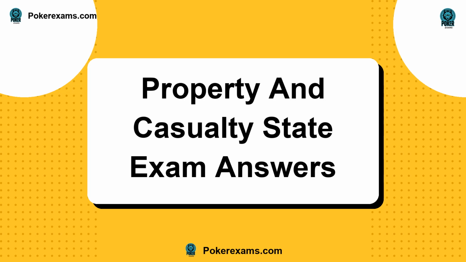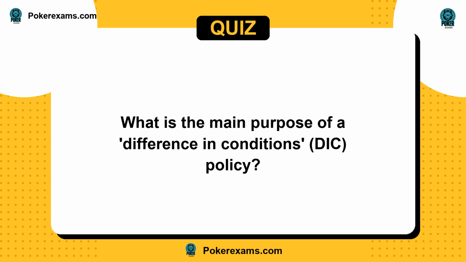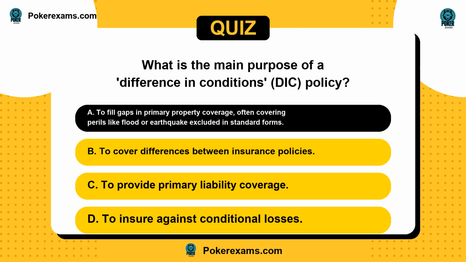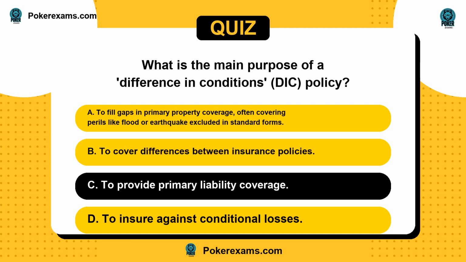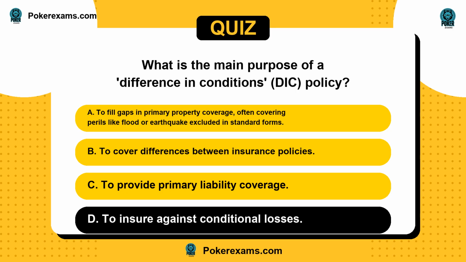Welcome to the quiz. What is the main purpose of a difference in conditions (DIC) policy? Is it A, to fill gaps in primary property coverage, often covering perils like flood or earthquake excluded in standard forms? Or B, to cover differences between insurance policies? C, to provide primary liability coverage? Or D, to insure against conditional losses?